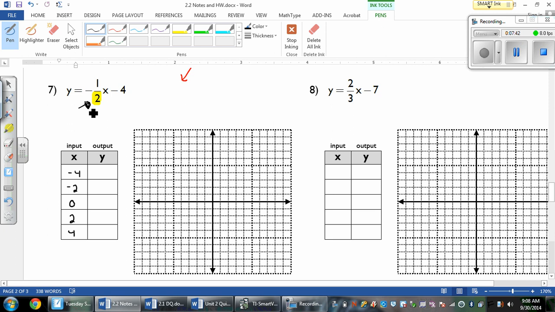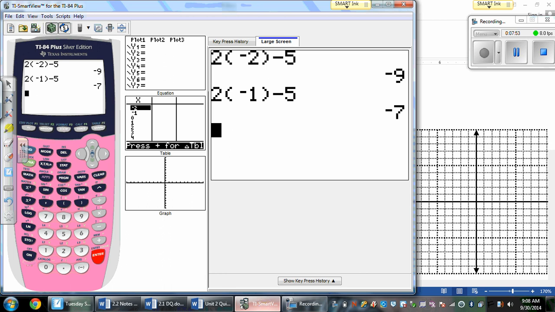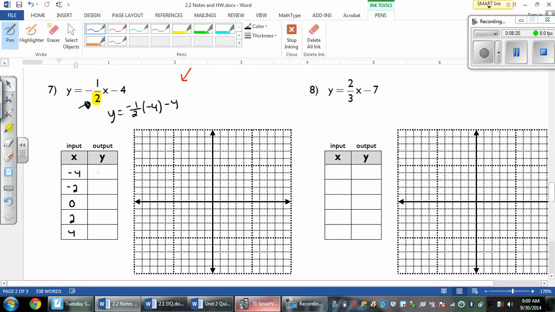Alright, so I'm going to find my output value. So I do y equals -1/2 times -4 minus 4 to find my first. Let's go ahead and review how to type that in our calculator. I do parentheses, -1/2, x, which x is going to be substituted -4 first, minus 4. That's how we're going to type it in. Remember, in order to do fractions in our calculator, we do division with parentheses. Press enter. Alright, so my first y value is going to be -2.